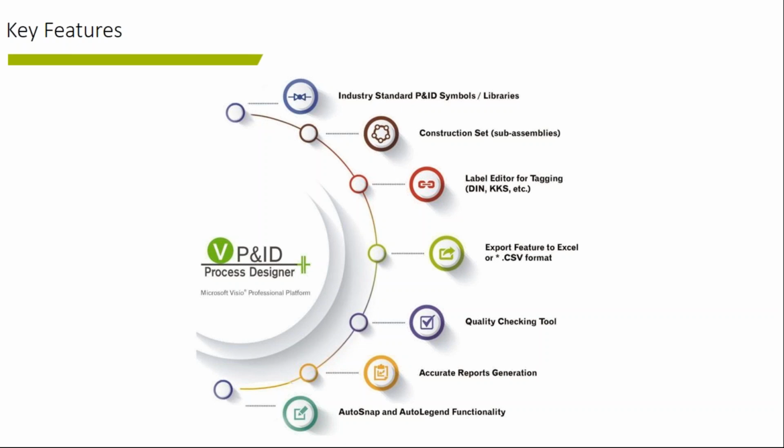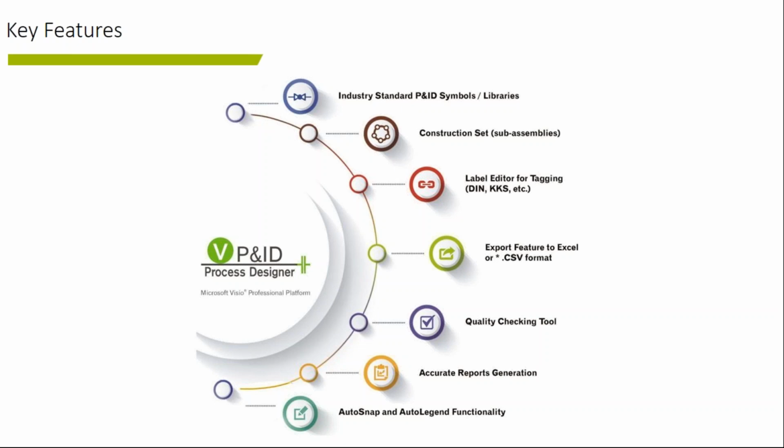Accurate report generation offers a report wizard, which has default templates, such as pipeline list, valve list, equipment list, etc. And reports can be created in Excel, Word, or even PDF. And finally, it has the AutoSnap feature, allowing users to align objects and place connection points on a grid similar to AutoCAD. And the Auto Legend command automatically creates the legends in the drawing.